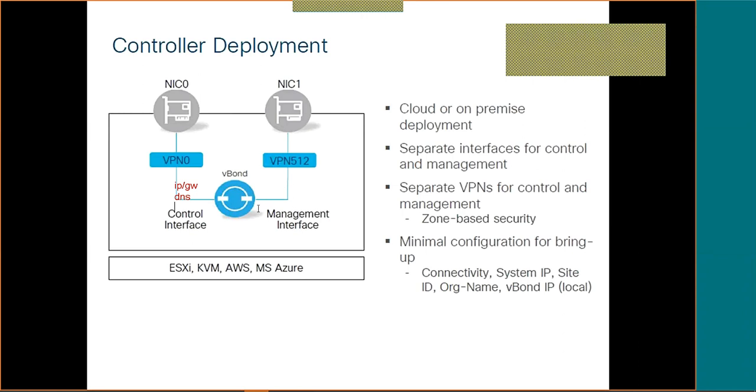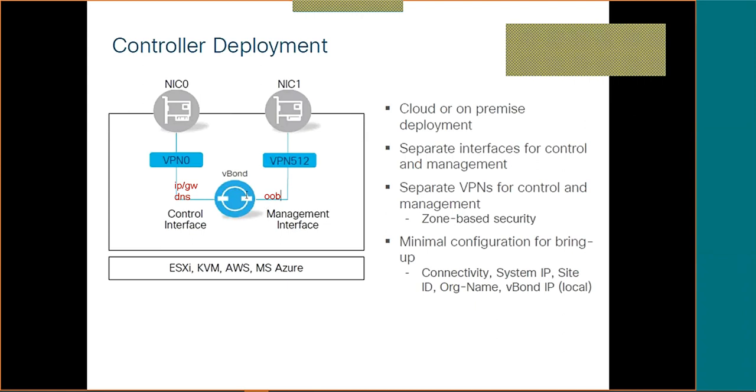So VPN 512 is like OOB, out of band management access. So logging into the vBond console, maybe via SSH access. Via SSH we can verify certain commands. So OOB management access is through the management interface. So two dedicated VPNs and two dedicated interfaces, and the interfaces and devices are to be initialized with minimal configuration.